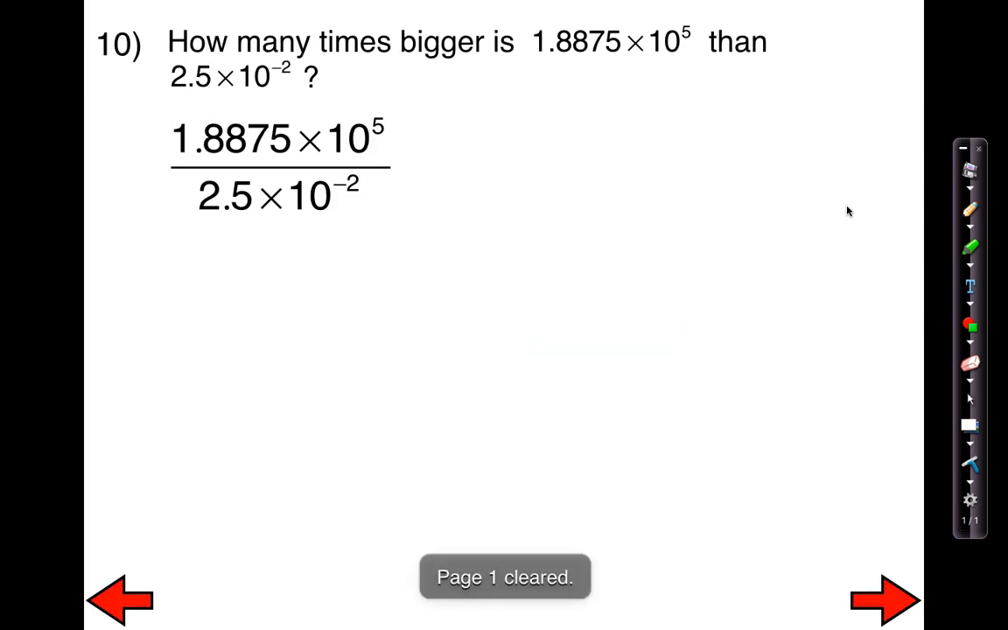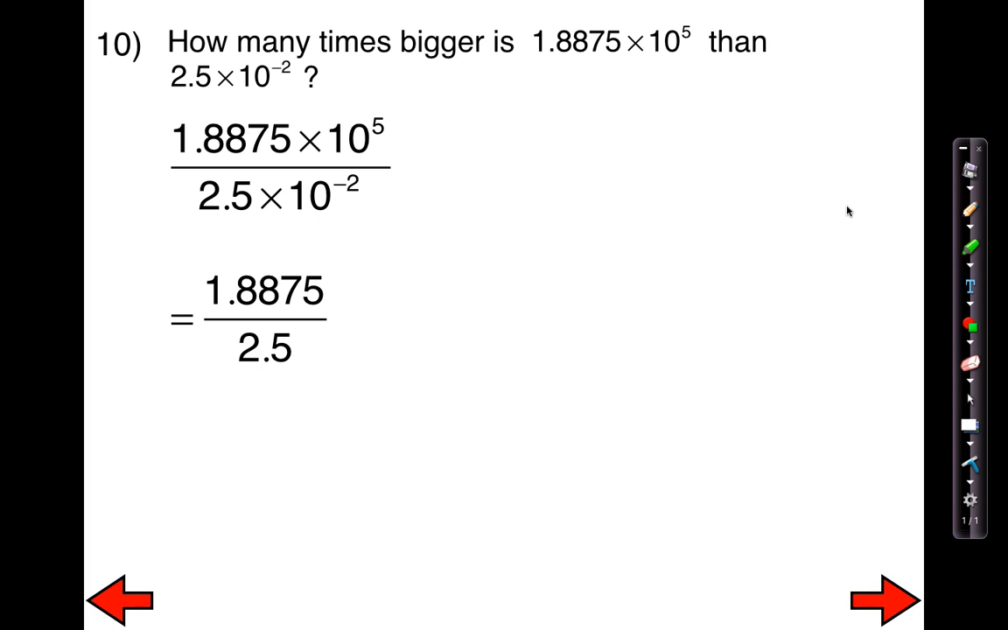Okay, so now let's take a look at number 10. So now they're asking us, how many times bigger is 1.8875 times 10 to the 5th than 2.5 times 10 to the negative second? Hopefully you remembered, if they're asking us how many times bigger is something compared to the other, we just simply divide. So let's go ahead and divide.